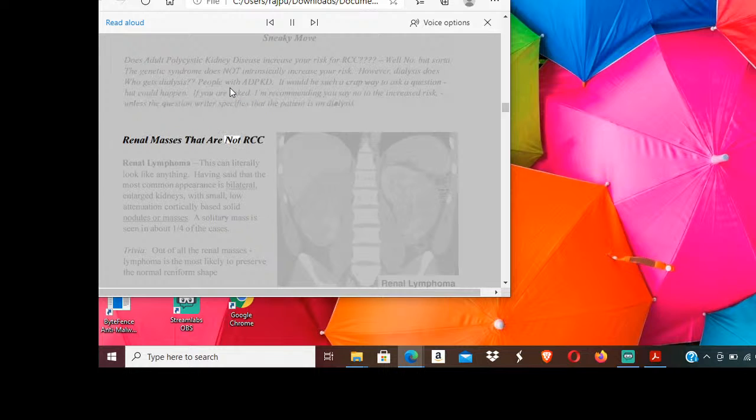Renal masses that are not RCC. Renal lymphoma: this can literally look like anything. Having said that, the most common appearance is bilateral, enlarged kidneys, with small, low attenuation cortically based solid nodules or masses. A solitary mass is seen in about a quarter of the cases. Trivia: out of all the renal masses, lymphoma is the most likely to preserve the normal reniform shape.